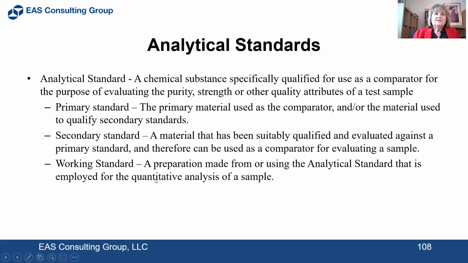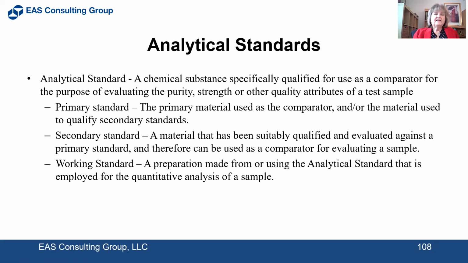There are analytical standards. An analytical standard is a chemical substance specifically qualified for use as a comparator for the purpose of evaluating the purity, strength, or other quality attributes of a test sample. There is a primary standard, which is used as the comparator and/or the material used to qualify a secondary standard. A secondary standard is a material that has been suitably qualified and evaluated against a primary standard, and therefore can be used as a comparator for evaluating a sample.